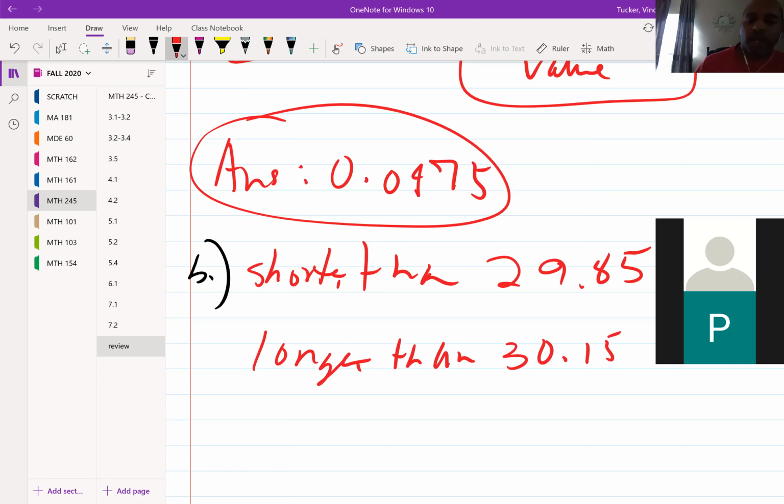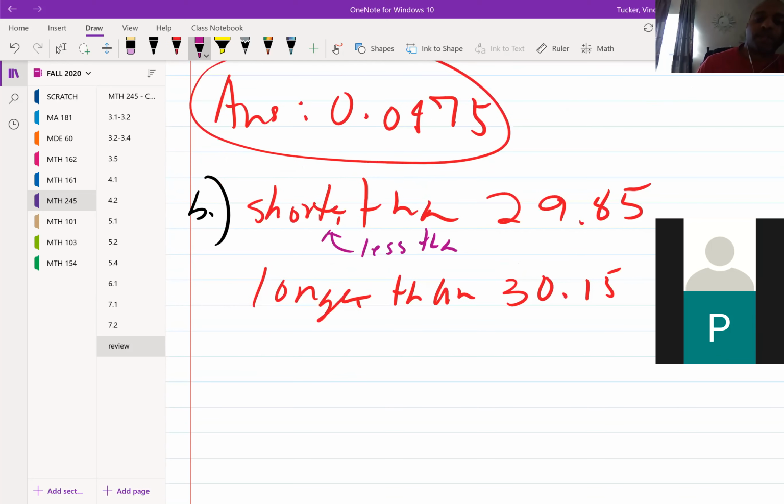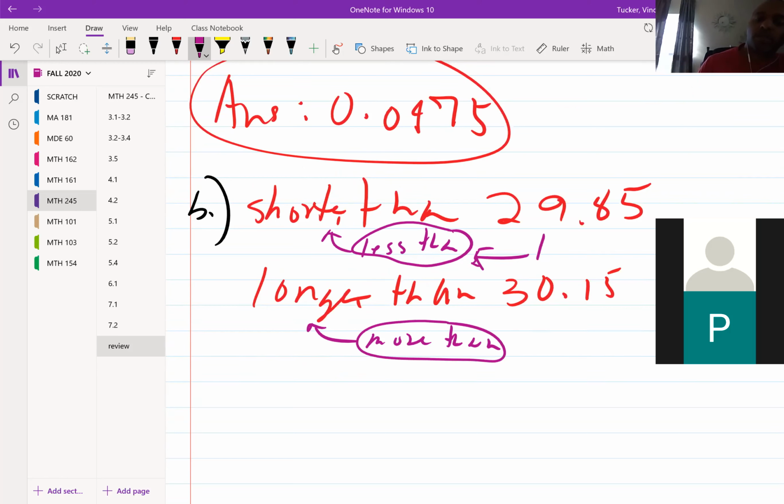All right, so this next one asks us for shorter than 29.85 and longer than 30.15. So we're going to convert both of those to z-scores and then apply them accordingly. Another phrase for shorter than is less than. So remember I told you that different phrases will still mean the same thing, and longer than means the same thing as more than. Less than means to the left of your z-score, and more than means to the right of your z-score.